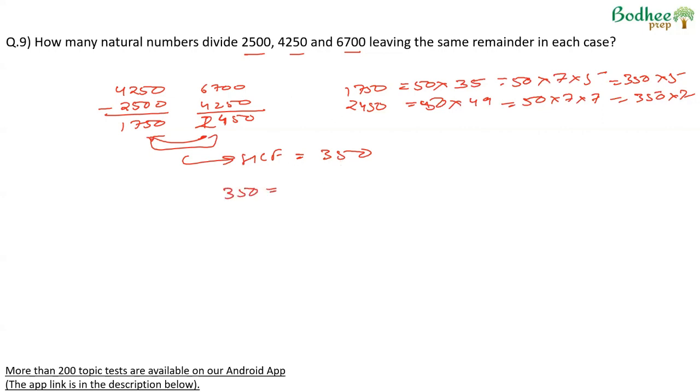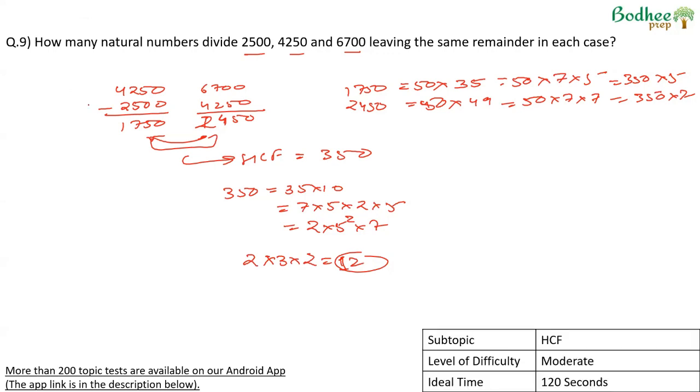How many factors does 350 have? 350 is nothing but 35 into 10, which is nothing but 7 into 5 into 2 into 5, which is 2 into 5 square into 7. The number of factors will be (1 plus 1) into (2 plus 1) into (1 plus 1), which is 2 into 3 into 2, so 12 factors are there. All of these factors, when they divide these numbers, will leave the same remainder, including one, which will divide everything and the remainder will be 0. Hence, the answer is 12.